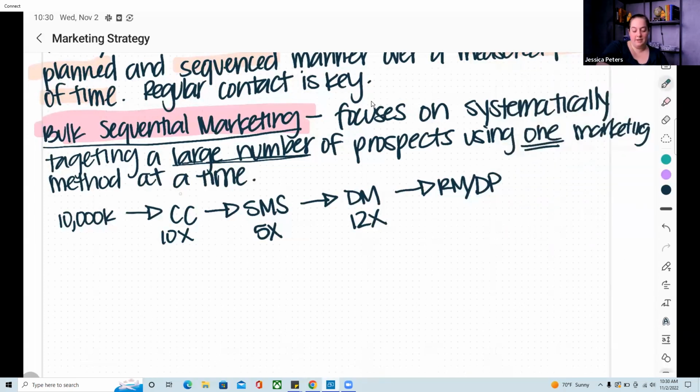So the reason I picked this, and you can rearrange this based on whatever your strategy is, is that cold calling is usually the cheapest. SMS is a little more expensive. Direct mail is the most expensive. Deep prospecting takes a lot of time. And so that's why I've done it in this flow, right?